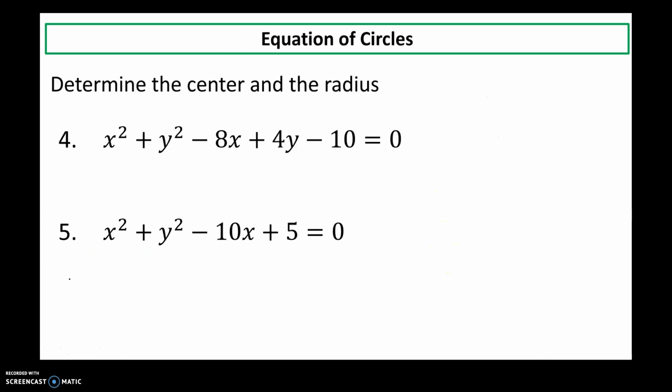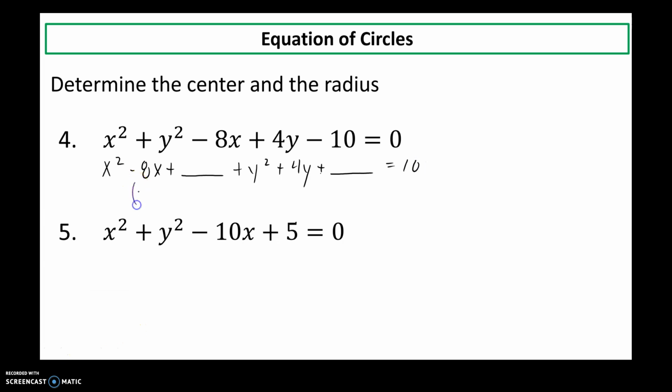All right, determine the center and radius. So looking at this, first we have to collect the x's together. So x squared minus 8x, and then we're going to complete the square on that. Plus y squared plus 4y, then we'll complete the square on the y terms, and I'm going to add that 10 to the other side of the equal sign.